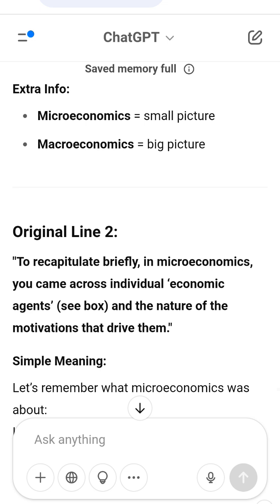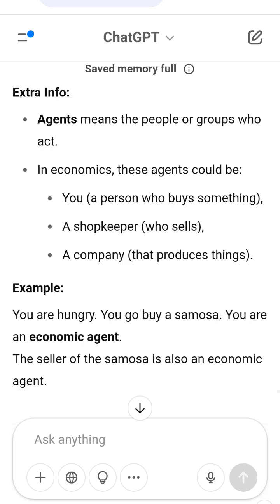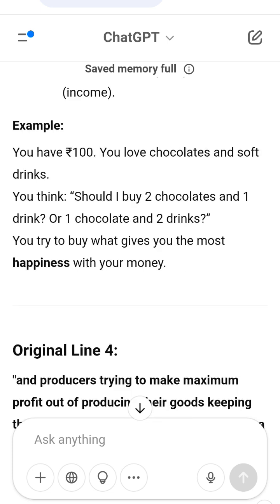Examples of microeconomic questions. Should I buy a chocolate or an ice cream with 50? How much should a tea seller charge for a cup? How many workers should a company hire to make more profit? In microeconomics, consumers want to be happy with their spending. Producers want to make as much money as they can.